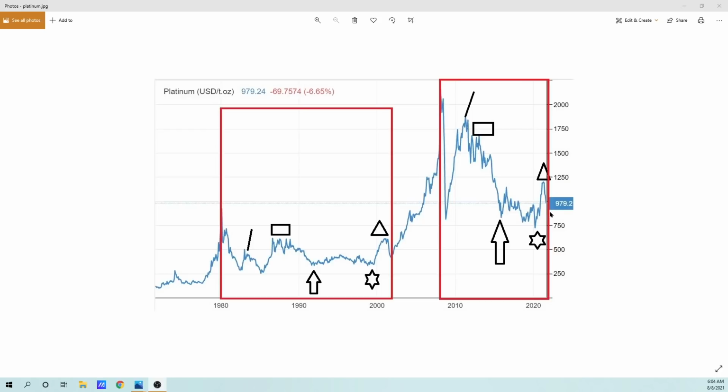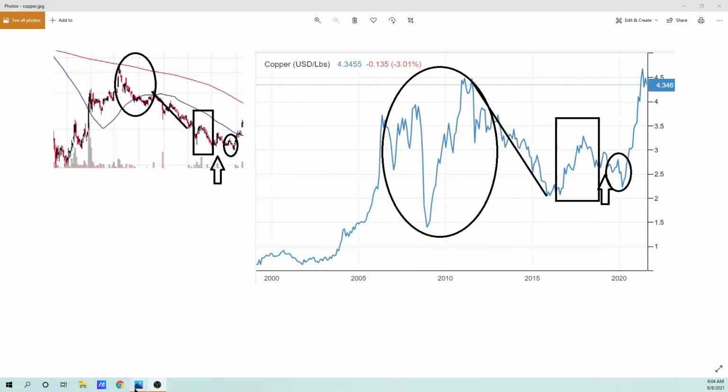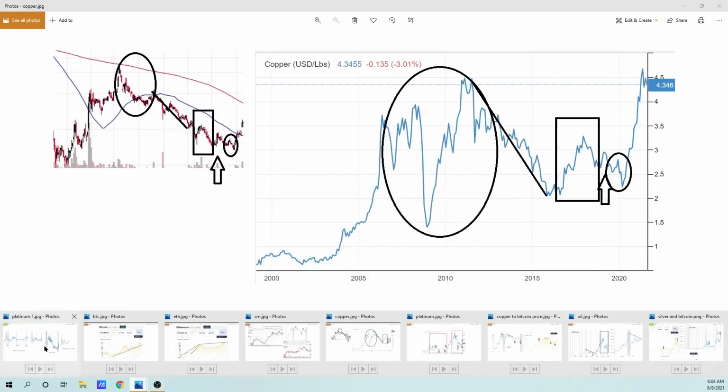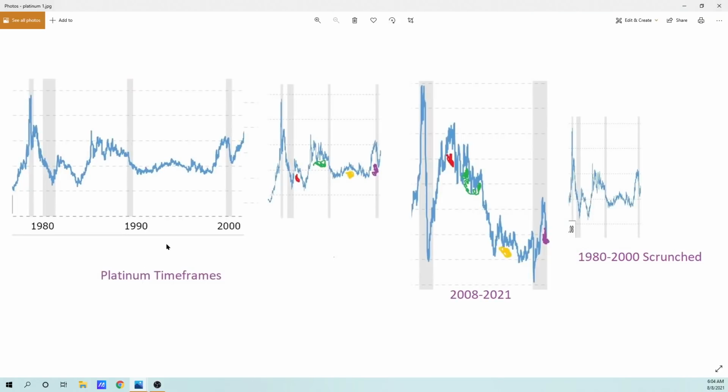It's all the same. And I'm going to try to show you what it looks like scrunched up. Let me find it here real quick. Here it is. This is me playing with it. So here's the platinum timeframes from 1980 to 2000. This is the pattern I'm looking at. This is the pattern scrunched up. So I scrunched it up, and this is the 2008 to 2021 pattern that we're looking at.